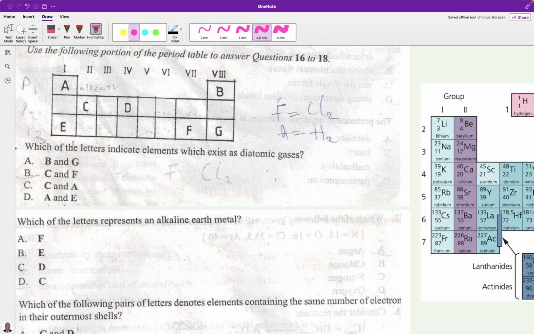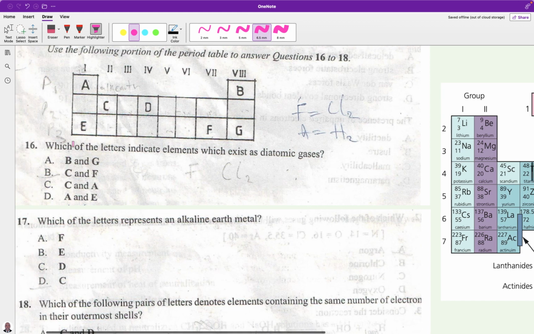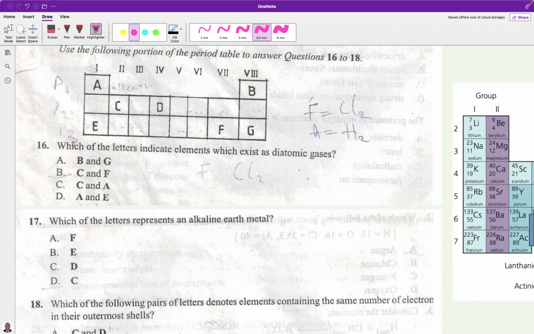So now, which of the letters indicate elements which exist as diatomic gases? The only diatomic gases here, which of the letters? B and G, they are gases. These are noble gases, but they are not diatomic. So we cannot even take A because they are inert gases.